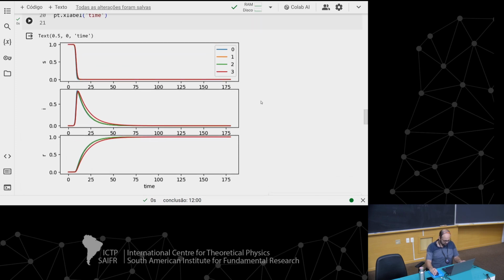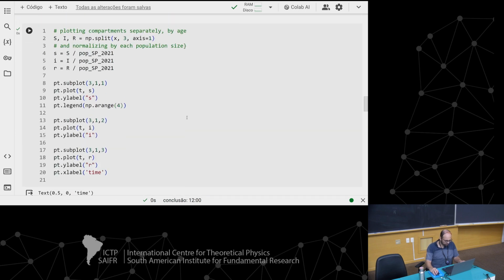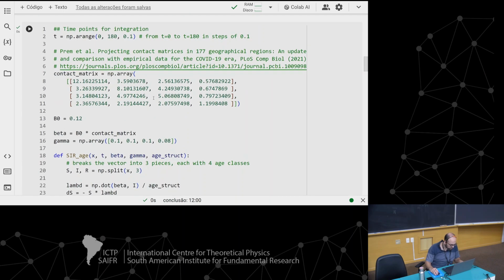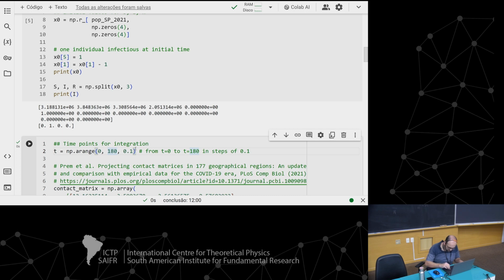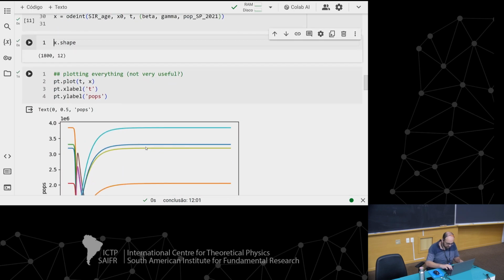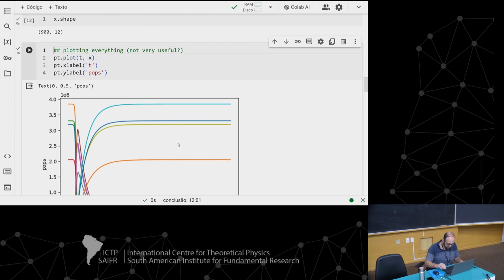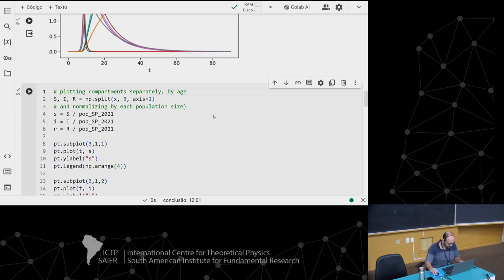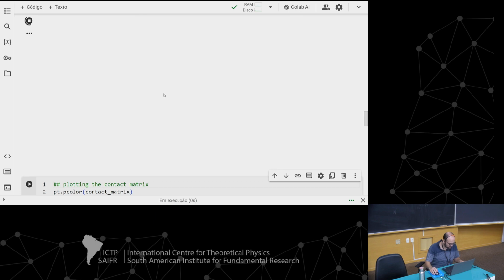Let me run again with fewer times just to make the plot a little nicer. So now this is 900 by 12. This plot is still a mess, but this plot now should be nice.